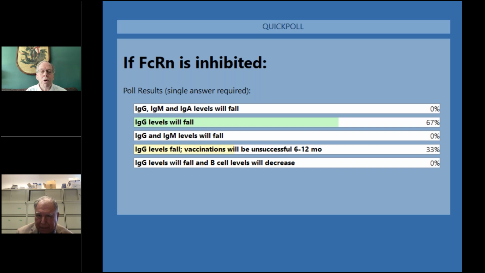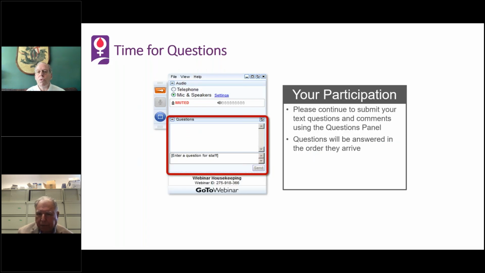So this is partly my fault because I did not specify that the limited current data suggests that vaccinations are perfectly possible, although to be prudent, one would separate FcRn inhibition from vaccinations. But the point is the other immunoglobulin levels don't fall and B cells don't change. Thank you very much. And we're open for questions.